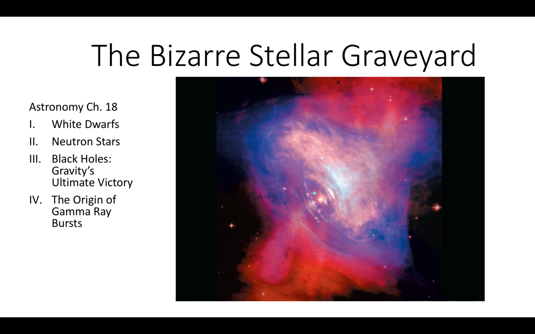Okay, today I'm going to cover chapter 18. I know that doesn't mean much to you, but I'm just talking about the stellar graveyard, specifically focusing on white dwarfs, neutron stars, black holes, and then talking a little bit about gamma ray bursts.